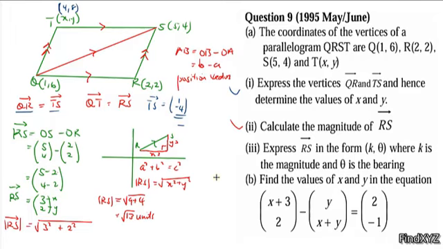Now, bearing is any angle which is measured from the north in a clockwise direction. Take note, it has to be measured from the north in a clockwise direction. Okay, how do we find the bearing form of an angle?